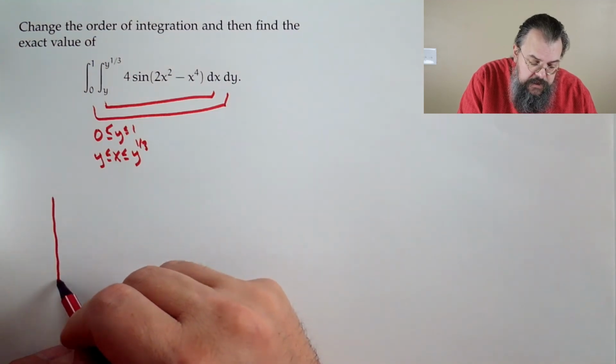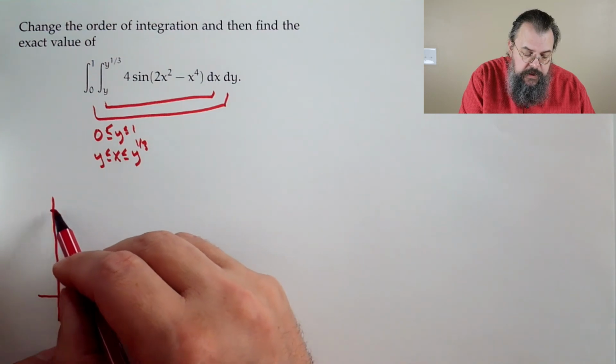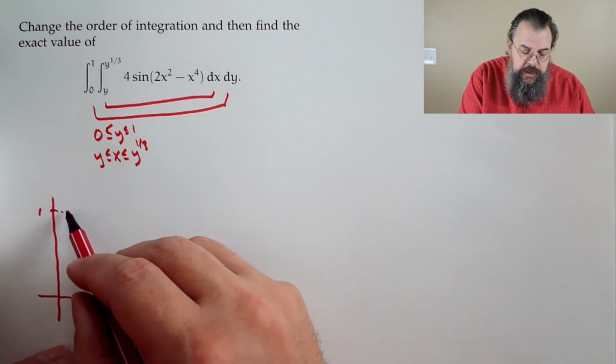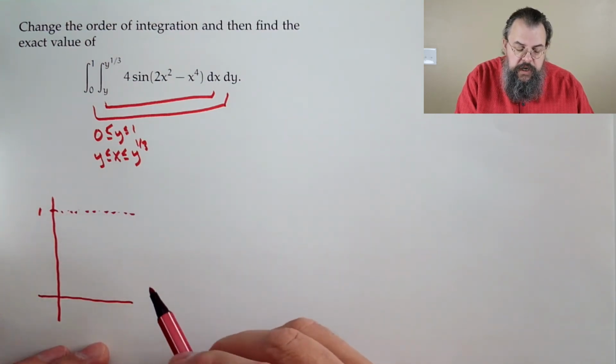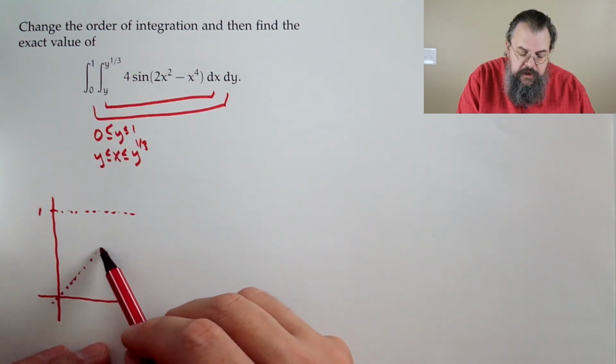Now, what would these look like? Well, here's y equals 1. I'll just put a little dotted line here. y equals x. Okay, that's pretty simple. That's this line here.